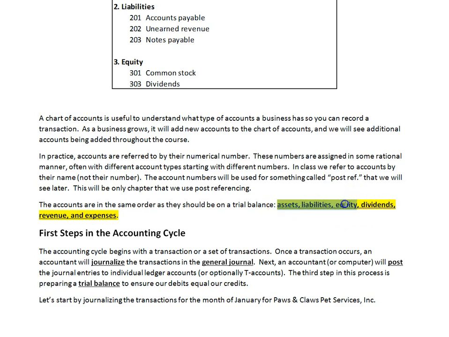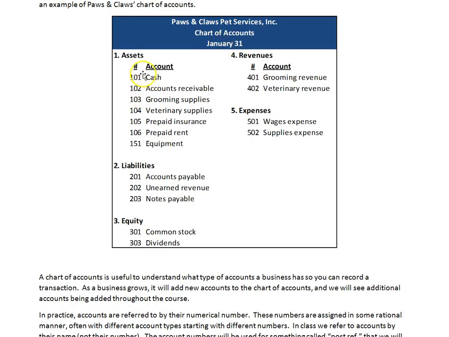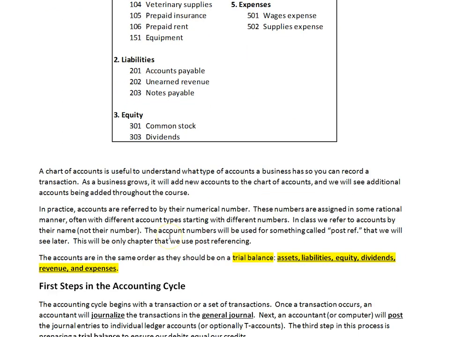So we're going to have the 3 balance sheet items. We're going to have dividends next. And then we're going to have revenues and expenses at the end. This is going to be the same way when we see a trial balance. We're going to order it in the same way. So it's the same way here on the chart of accounts where we have assets, liability, equity, kind of including dividends as kind of equity, even though they're not technically an equity account. They would be by themselves over here as dividends.